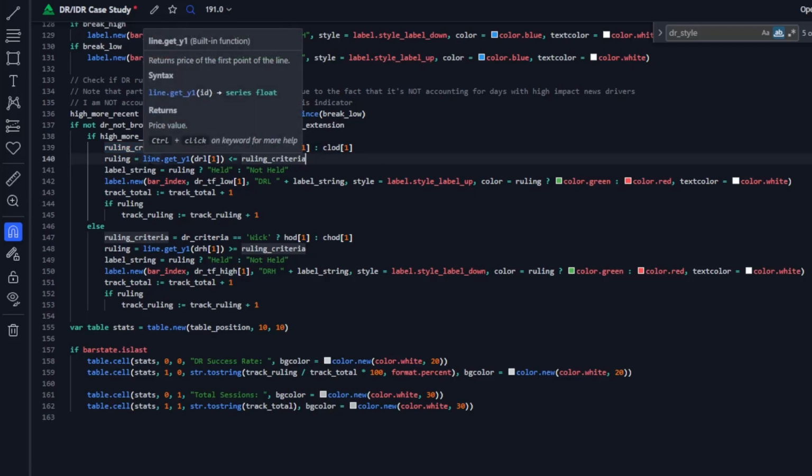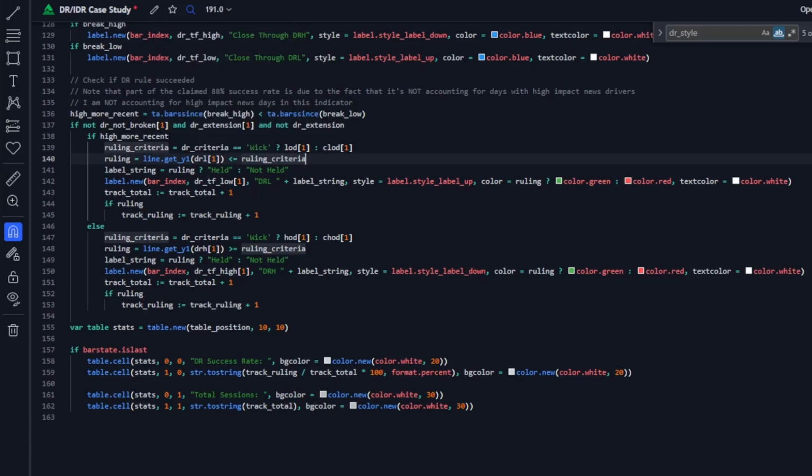So in order to check if the DR session succeeded, if we broke the DR high, then we want to be checking if we broke the DR low at any point during the day. So this ruling criteria will give us the low of the day that we're tracking, whether it's the regular low of the day or the closed low of the day. And we're seeing if that is less than the DR low of the day. This should actually be less than and not less than or equal to.